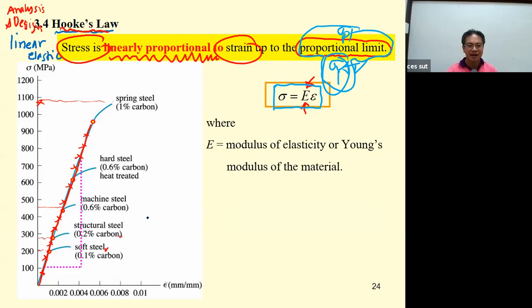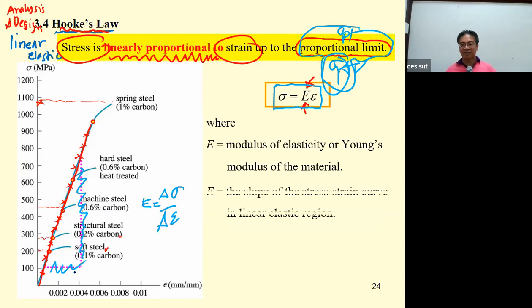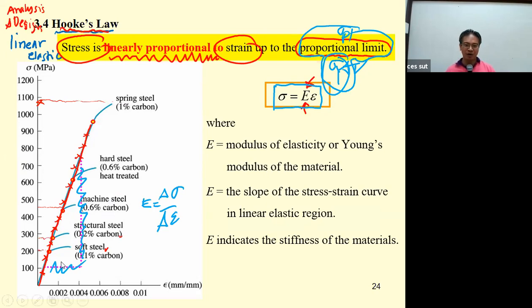Okay, since the E is going to be delta stress divided by delta strain, it applies only in the linear elastic region, and it indicates the stiffness of the material. For each material, there is a different modulus of elasticity.